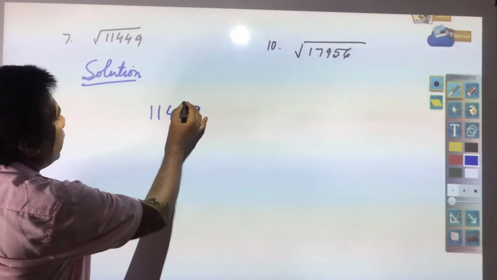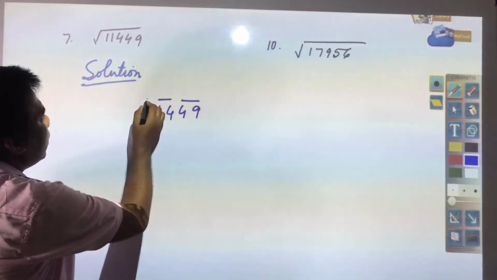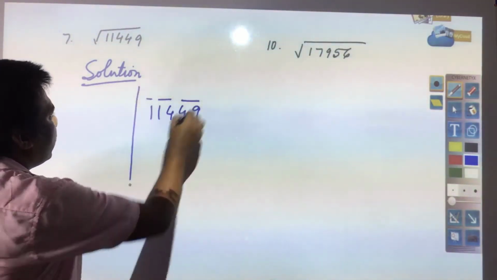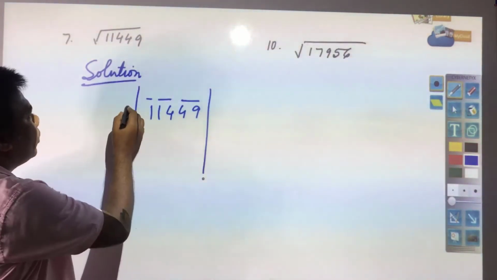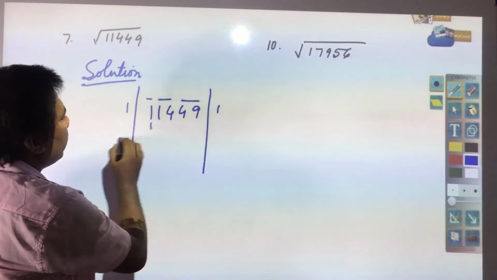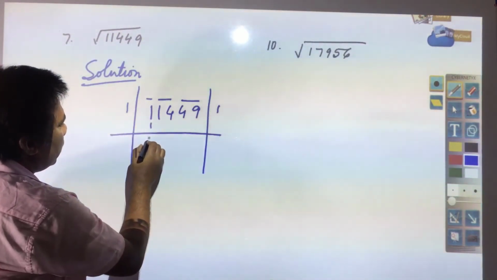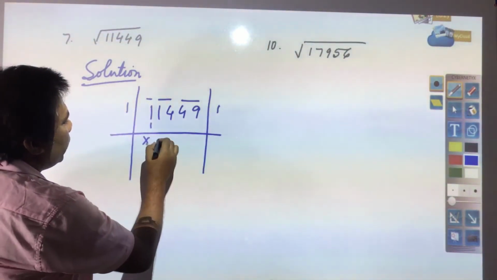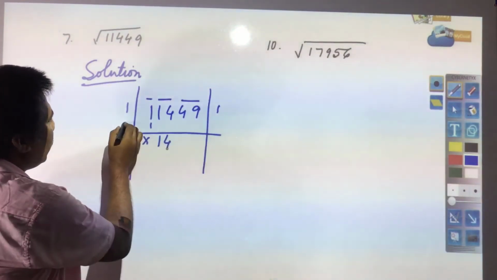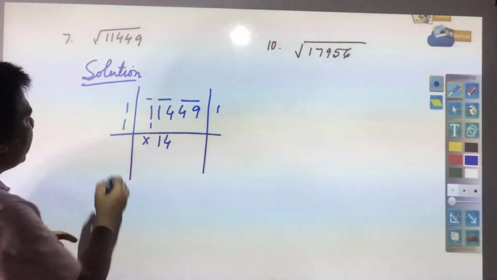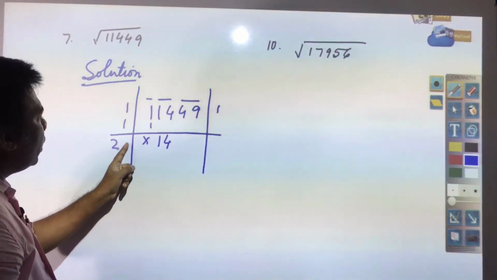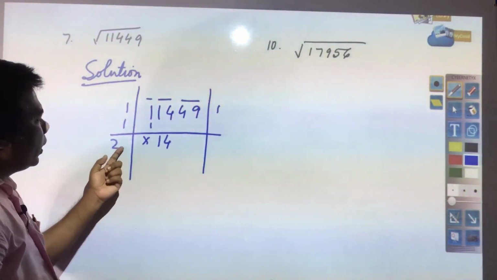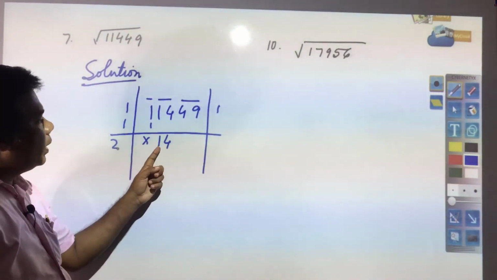11449. Here you see we will make pairs, 3 periods you have got. So, here you have 1 in first period. So, by 1 we will do 1 1s are 1. So, you have got 0. Next period you have 14. Now, this 1 is required to be taken down. If you are adding, you will get 2. Again, if one time also you are taking, you will be having divisor 21 and you have dividend 14.